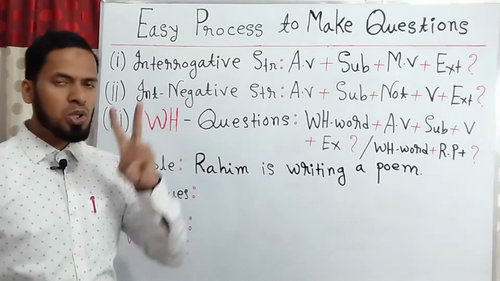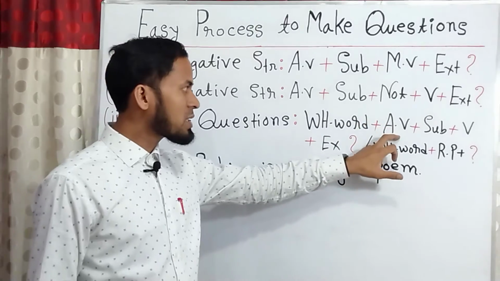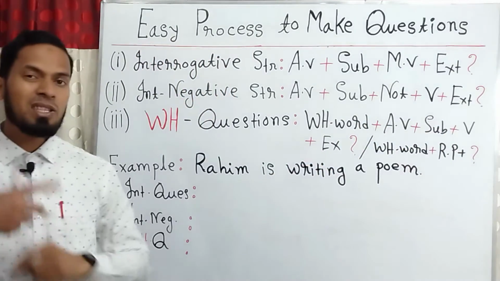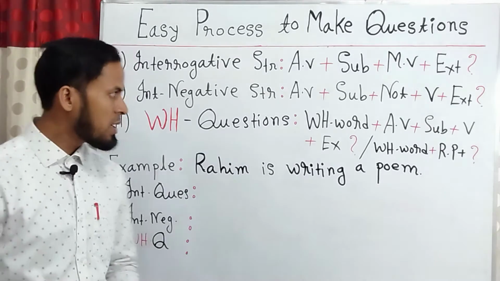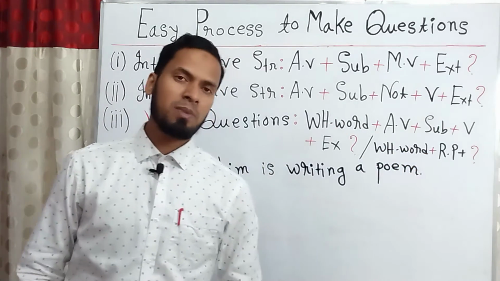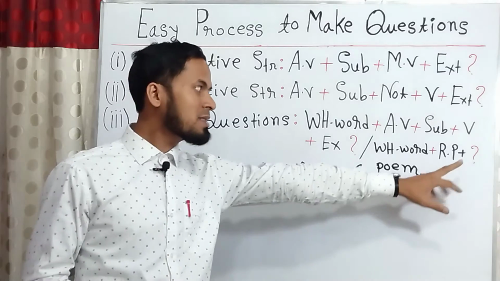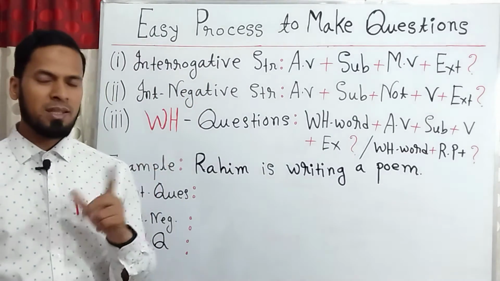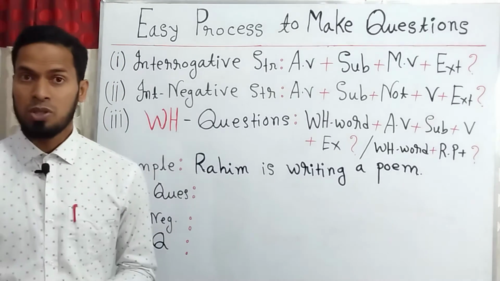WH questions, in two ways you can make. First one, WH word, then auxiliary verb, then subject, then verb, then extension. This is one way to make questions by using WH word. Other is that WH word plus remaining part of the sentence. RP, that means remaining part of the sentence, and at the end of the sentence a question mark. In two ways you can make WH questions. Other pattern is tag questions.